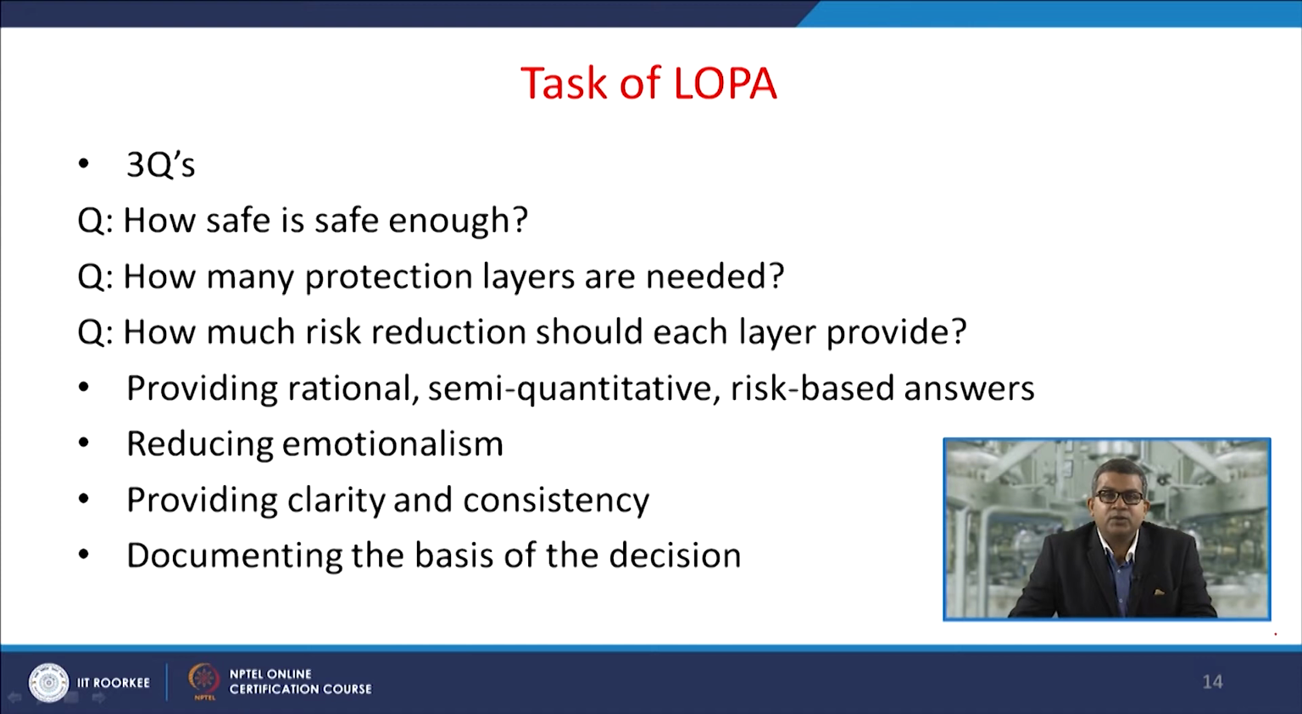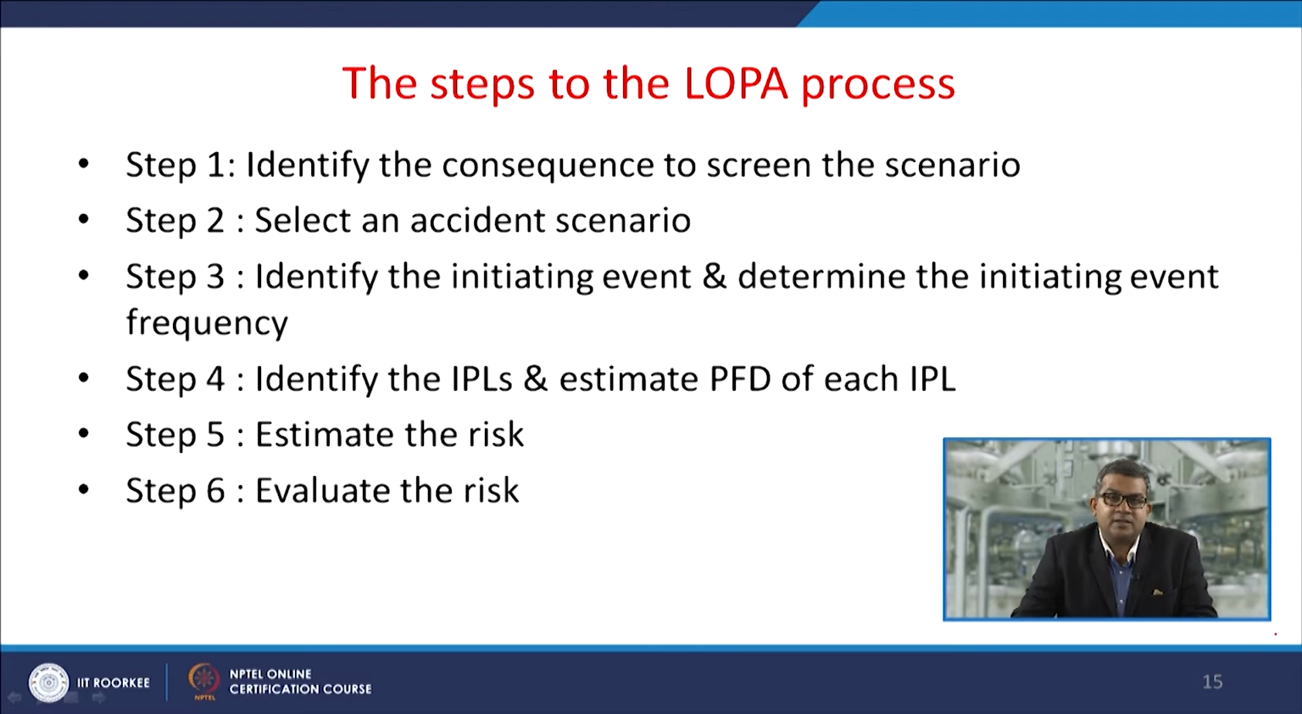What are those questions? The first question is: how safe is safe enough? The second question is: how many protection layers are needed, because ultimately it decides the cost? The third question is: how much risk reduction should each layer provide? So LOPA provides rational, semi-quantitative, risk-based answers, and another task is reducing emotionalism and providing clarity and consistency. Sometimes the major task of LOPA is documenting the basis of decision, because it may be referred to for future study or future consequence analysis.